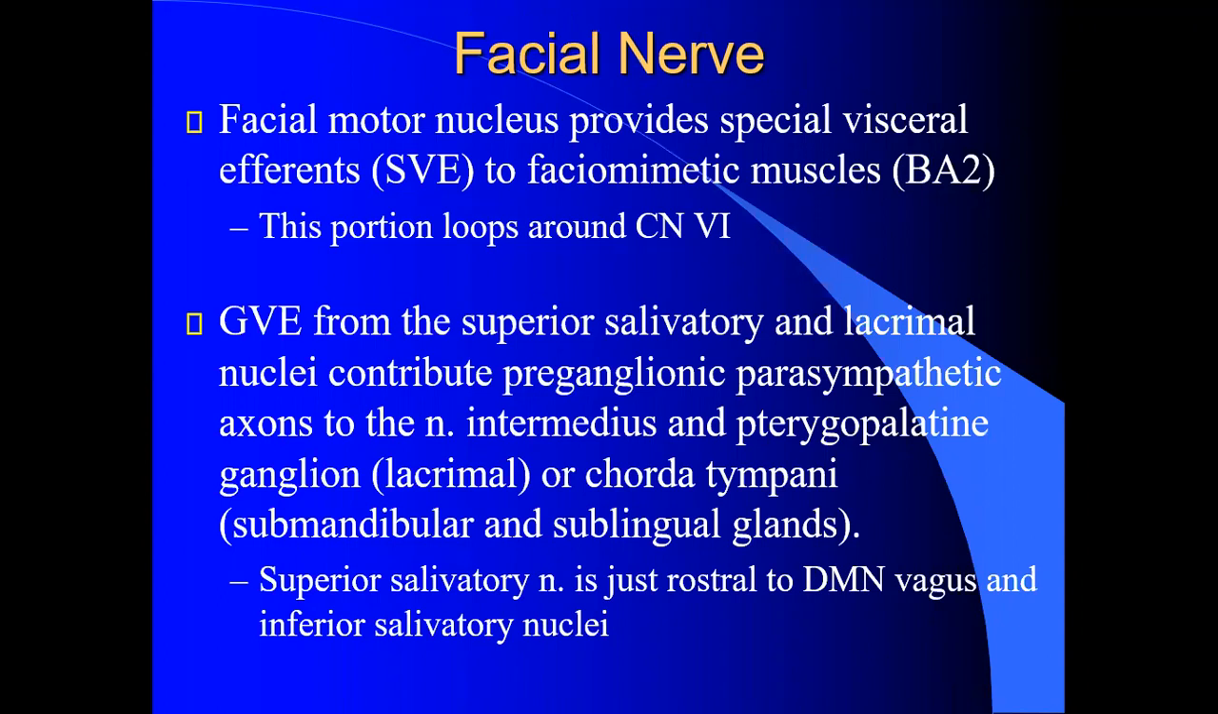In addition to the motor component, there's also a general visceral efferent from the superior salivatory and the lacrimal nuclei that are going to contribute to the preganglionic parasympathetic axons through nervus intermedius and to the pterygopalatine ganglion for lacrimal secretion, and then through the chorda tympani to the submandibular and sublingual glands. And we'll look at those. And the location of the superior salivatory nucleus, which we really haven't looked at, but we will, is just a bit rostral to the dorsal motor nucleus of the vagus.